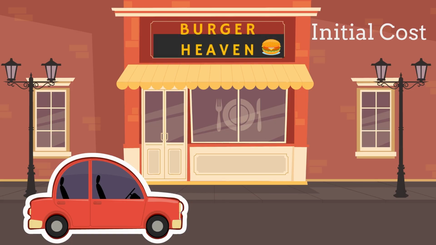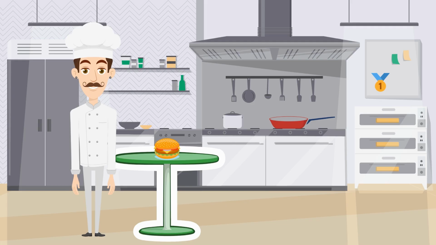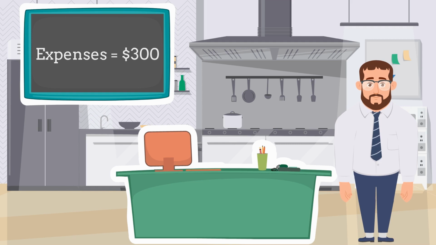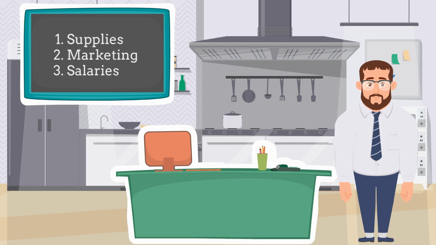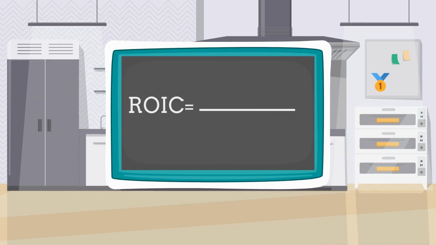Let me give you an example. You want to start up a burger joint and it's going to cost you $500 to get up and running. Your invested capital is $500. After your first week frying up burgers, you've made yourself $800. Removing expenses of $300 that you paid for supplies, marketing, and salaries, you are left with a profit of $500. The ROIC is the profit divided by your invested capital, so $500 divided by $500 is 100%. Not bad after the first week.